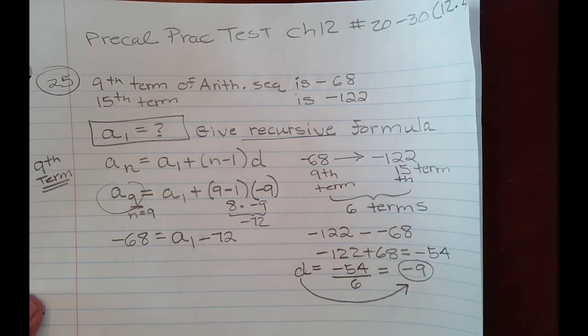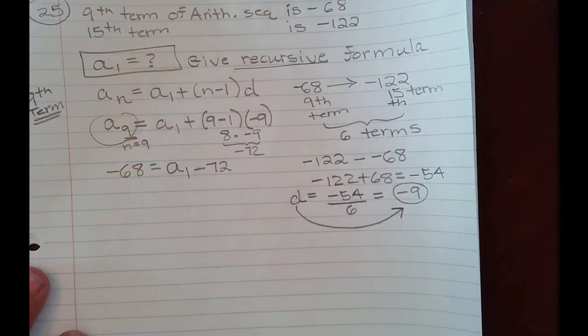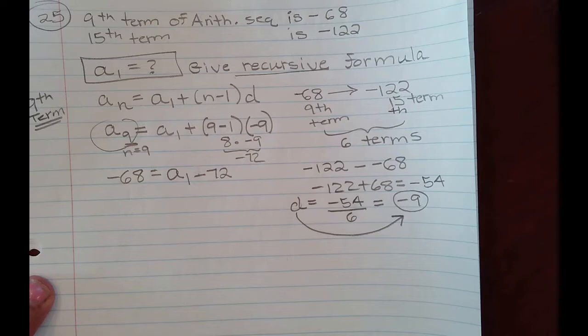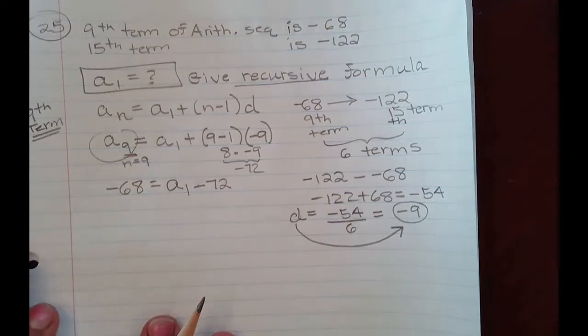Plus negative is just one negative. So now this allows me to figure out what a sub 1 is and answer one of the questions. It also will help me to figure out what the recursive formula is. But again, the hardest part of this problem is this part right here.